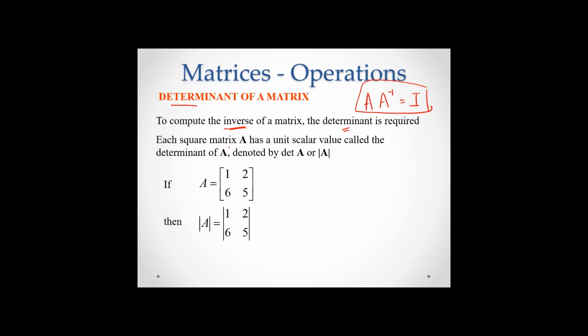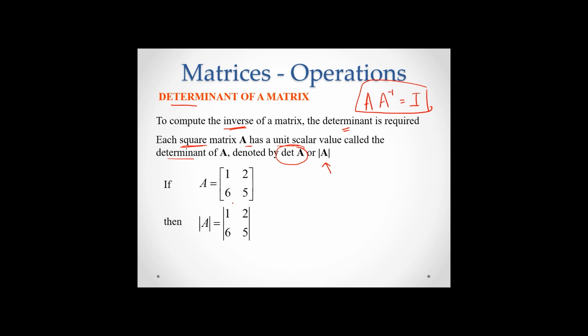So what is happening is that every square matrix has a unique scalar value that is called the determinant. We represent determinant of A by det A or modulus of A. This is the most common symbol that we have. This is not the modulus of A in the positive sense. This is actually representing the determinant of A.